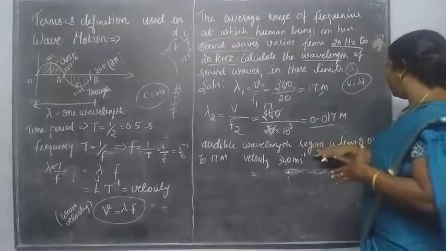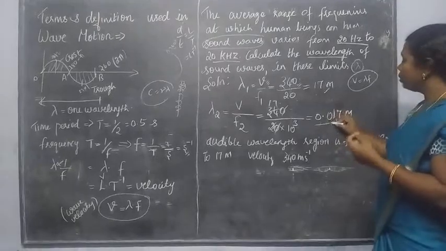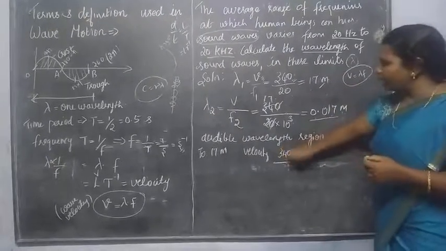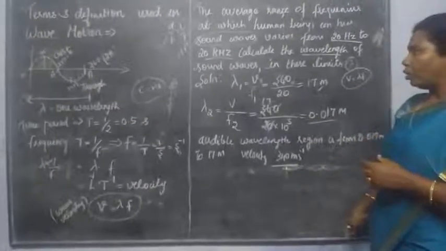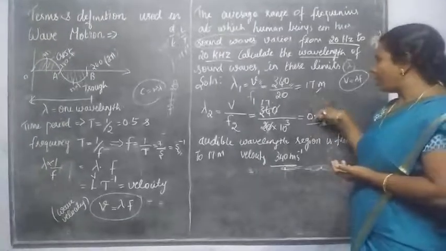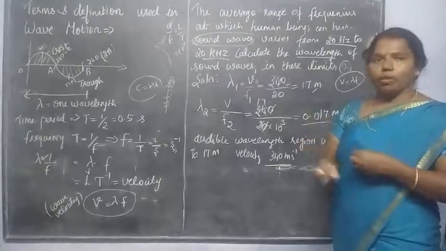So the wavelength ranges from 0.017 meter to 17 meter, when the velocity of sound is 340 meter per second. Did you get it? So this is the solution. Next, if it is asked in terms of ratio, you just have to find the ratio and get the answer. These are the things which can be asked in your 1 mark.